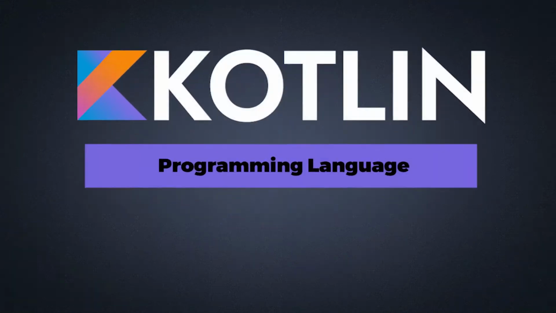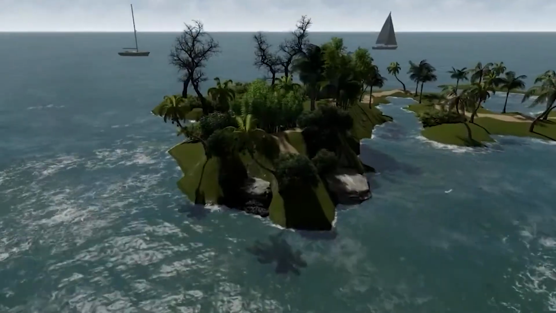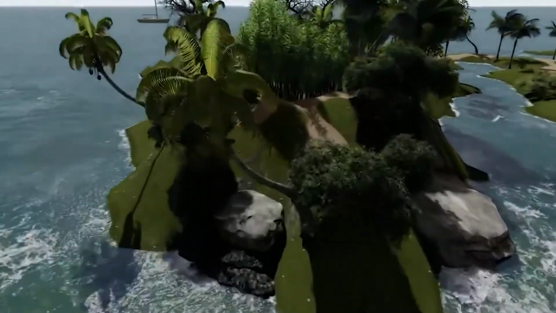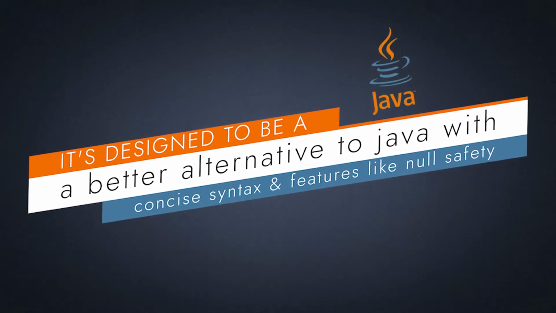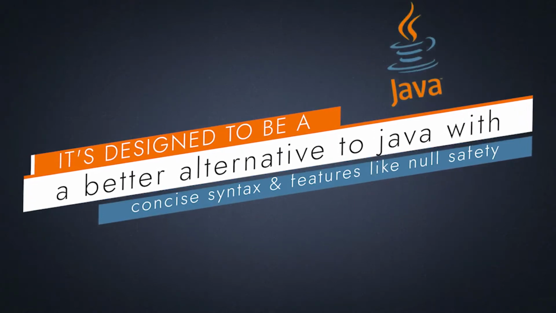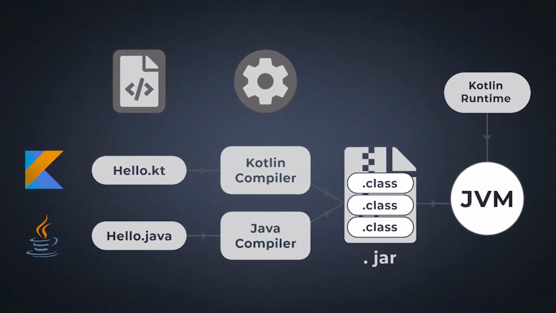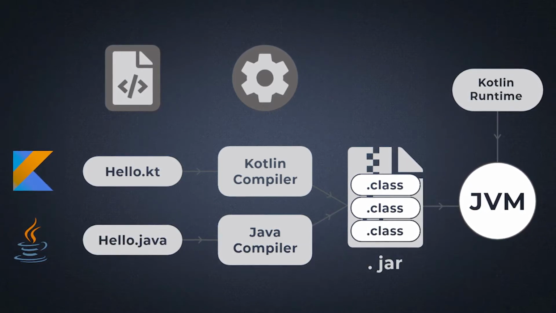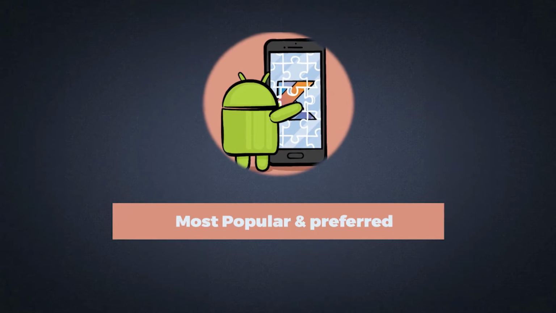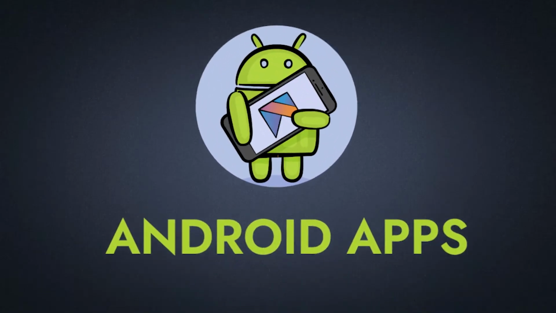Kotlin is a programming language that is designed and developed by JetBrains. Named after an island in Russia, it's designed to be a better alternative to Java with concise syntax and features like null safety. Kotlin code can be run on the Java Virtual Machine, in the browser with JavaScript and WebAssembly, and on native devices. Kotlin is the most popular and is the preferred language by Google to develop Android apps.